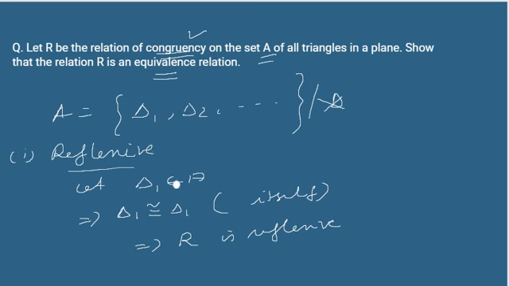Let triangle 1 belong to A. You know that every triangle is congruent to itself. Otherwise, you can say the ordered pair triangle 1, triangle 1 belongs to R. This is true for every triangle. Every triangle is congruent to itself. If they are congruent, automatically it will come to the relation R. That is our condition. So triangle 1 belongs to R for all triangle 1 in A. For every triangle, this rule is satisfied. So you can say it is reflexive.